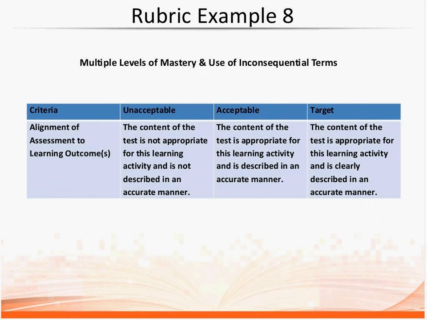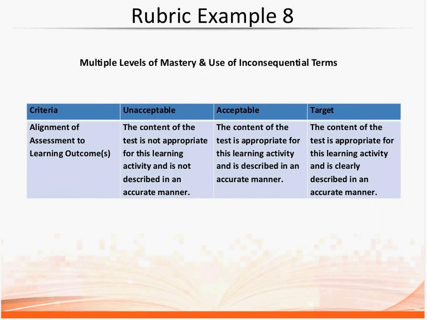This is the last example that we're going to look at today, and I thought I should probably give you one example of what I call an inconsequential term. If you look at the acceptable and the target level, you'll notice that the only thing that's different is that at the acceptable level, the learning activity is described in an accurate manner, and at the target level, it's clearly described in an accurate manner. Not necessarily subjective, but in my mind, simply inconsequential. I don't know how something can be described in an accurate manner if it's not clear.